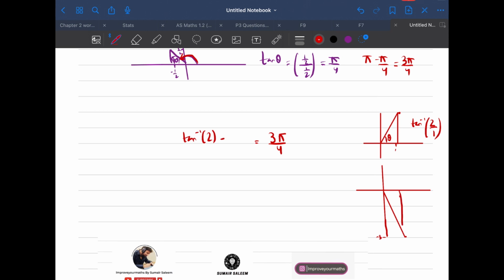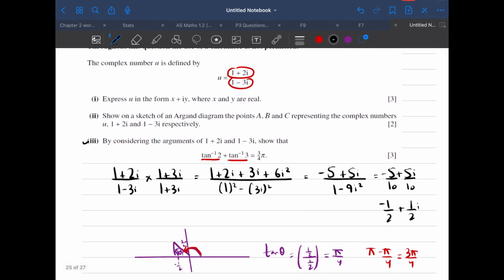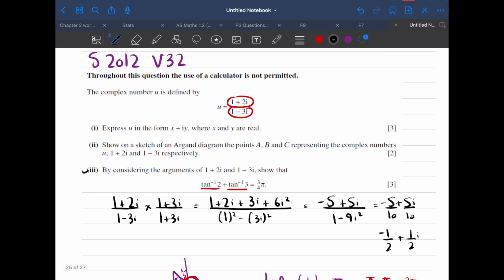So its argument will be this one. So it's going to be opposite over adjacent. That's 3. It's going to be tan inverse 3 first. Now it's in the clockwise direction. तो clockwise direction पे क्या आता है? Minus. So minus tan inverse 3. So it's going to become tan inverse 2 plus tan inverse 3 is equal to 3 pi upon 4. Do you get this? So guys, this was about division.